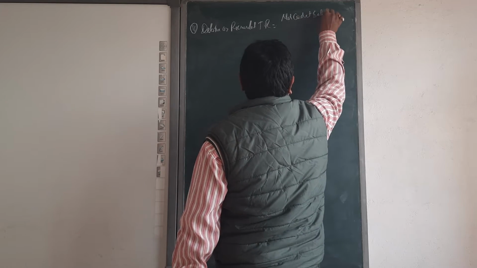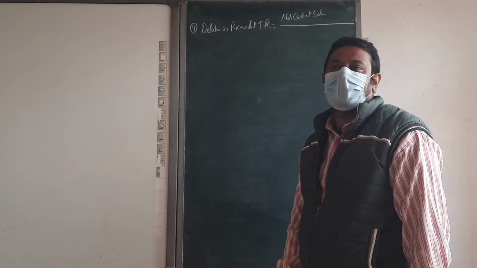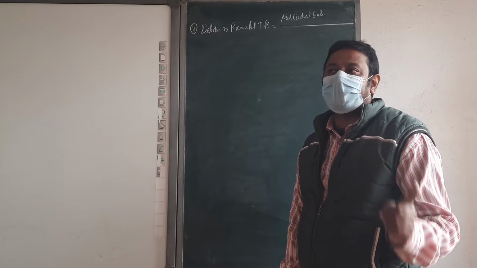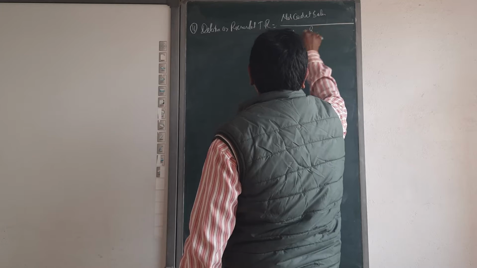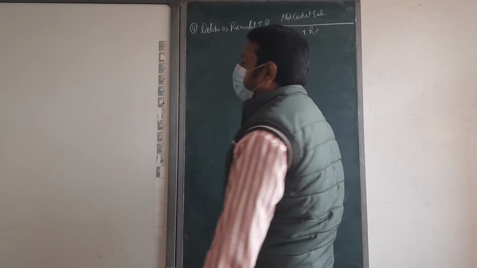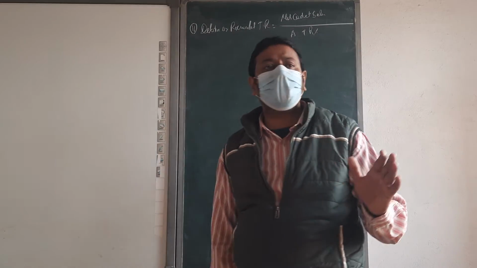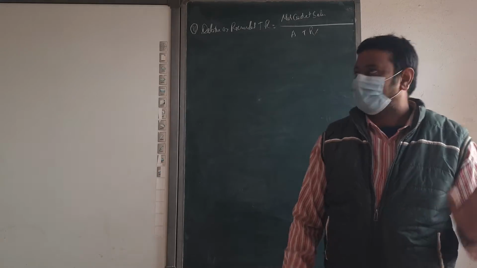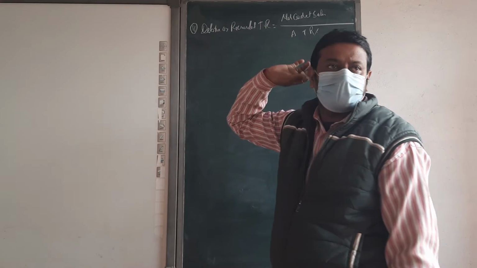Net credit sale upon average trade receivable. The meaning of average trade receivable is opening trade receivable plus closing trade receivable divided by 2. Finished? Is the formula clear? It's very easy to remember. Just think about debtors.